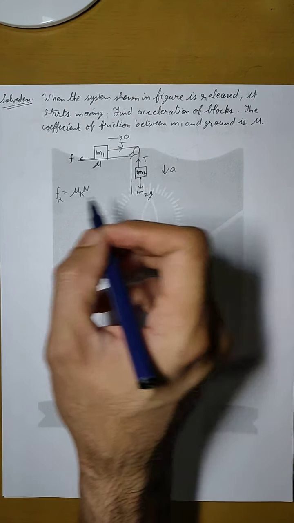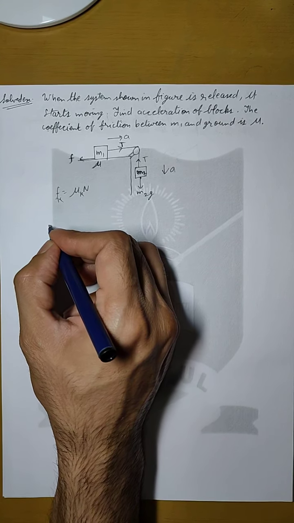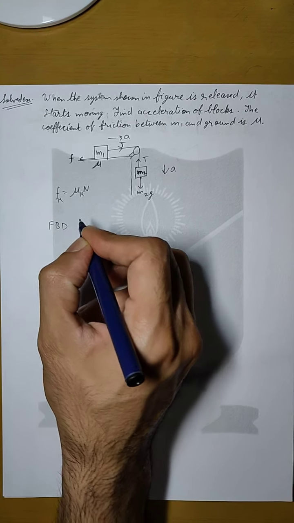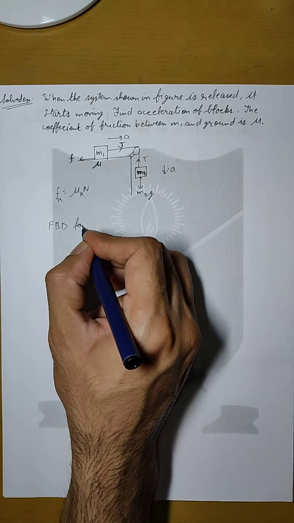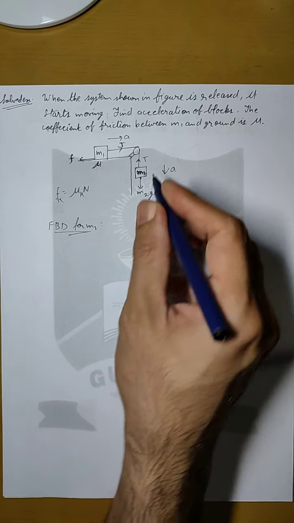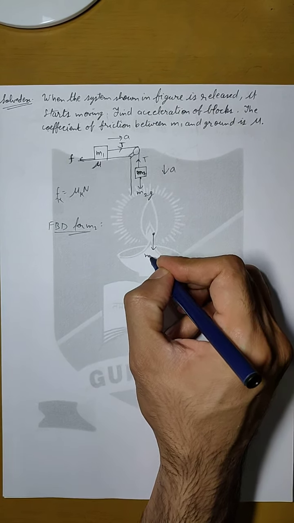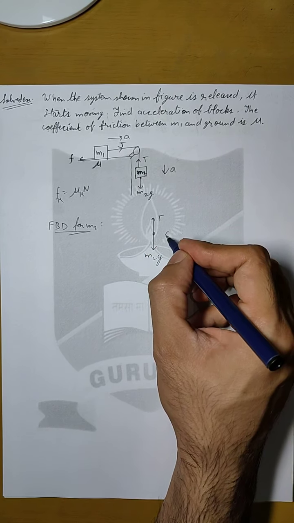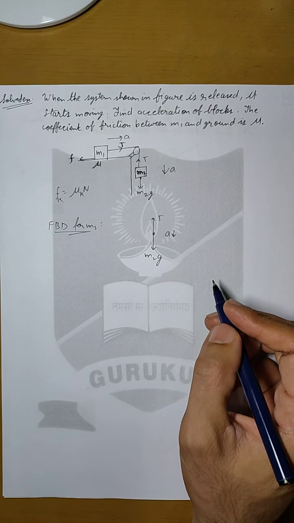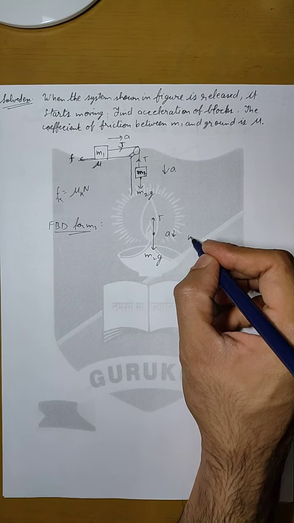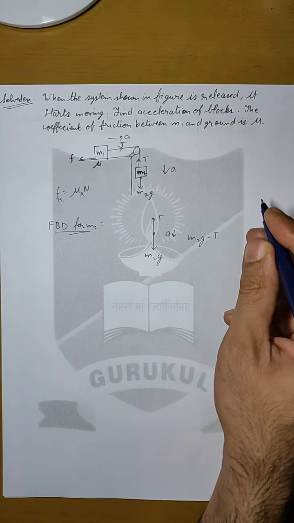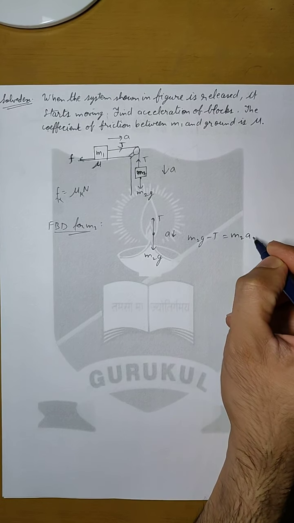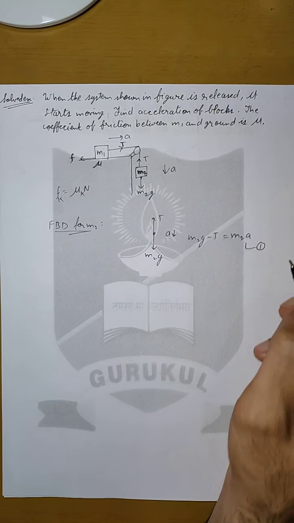And then if we draw the free body diagram of each block, first let us draw the free body diagram for M2. For this block there is M2G acting downwards, there is tension acting upward, and it is moving downward with an acceleration of A. So the equation will be M2G minus T equals M2A. So this will be our first equation.